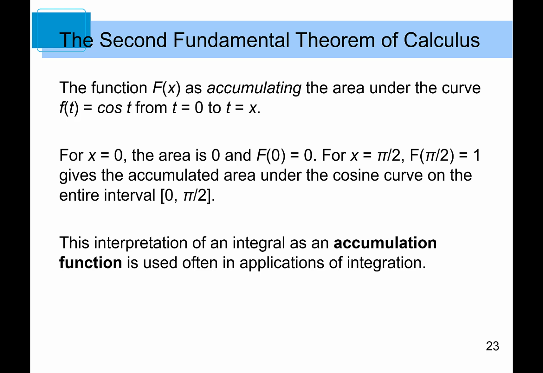So in this case, using the second fundamental theorem of calculus, the integral was used as an accumulation function to generate the area under the curve. So we're accumulating area under the curve for f of t equals cosine t from t equals 0 to t equals x.